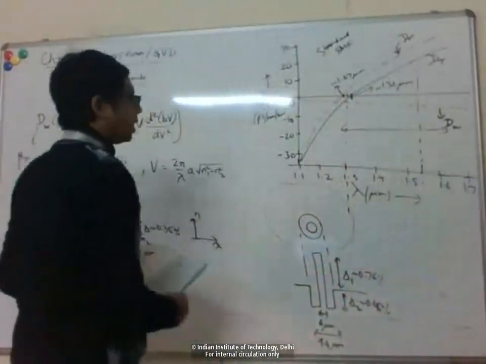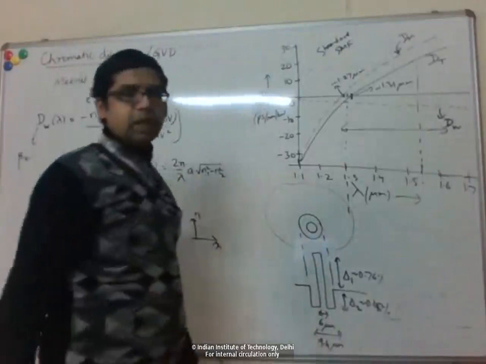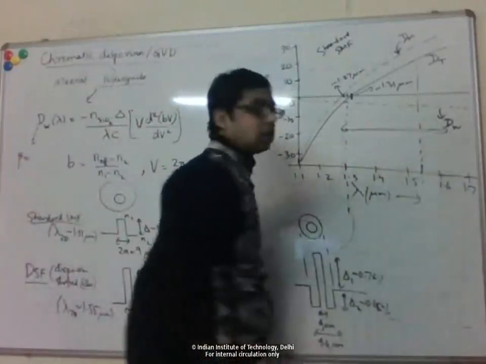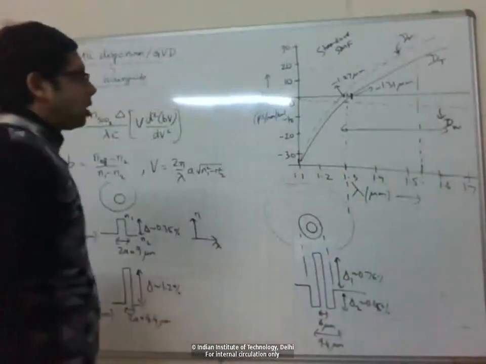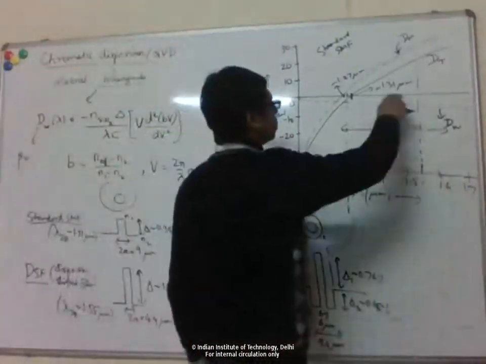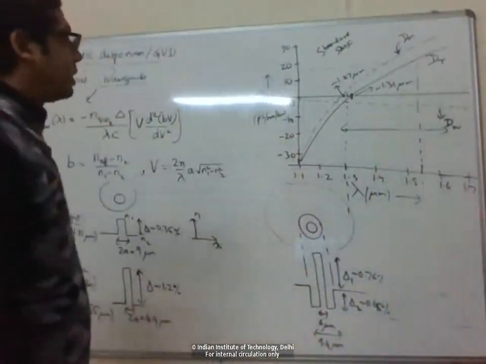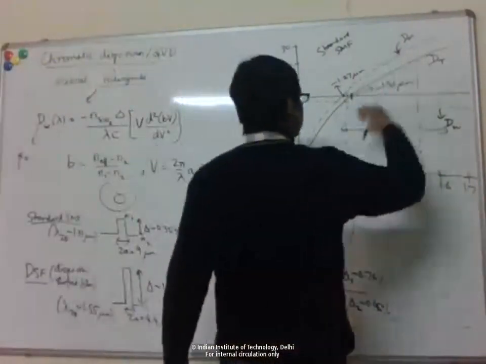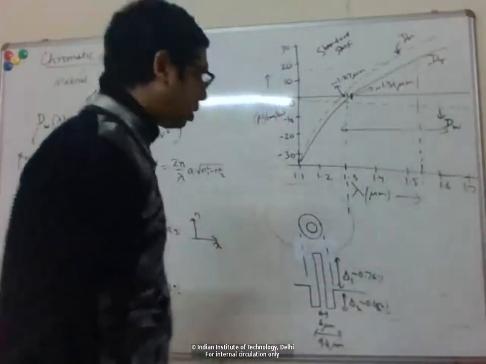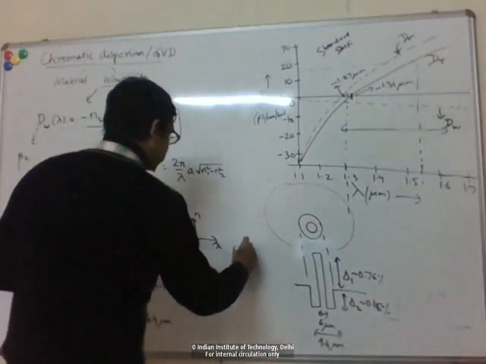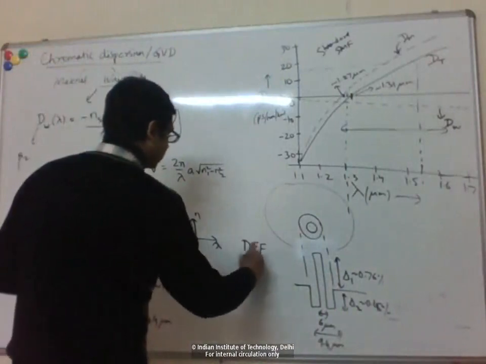For example, if you want to do some WDM application where I use multiple wavelengths over this entire band, then I would want my dispersion to be low and flat over this entire range. Otherwise, I'll have to compensate for different dispersion for different wavelengths, which can become a problem. This kind of fiber is known as a dispersion flattened fiber.